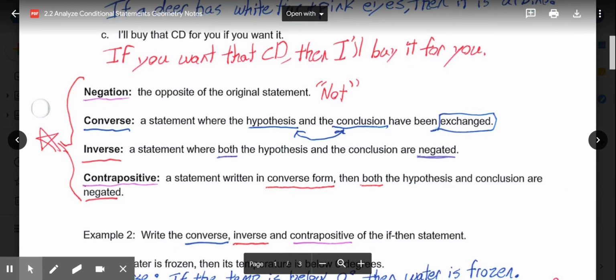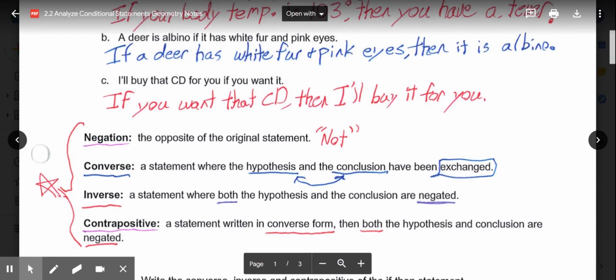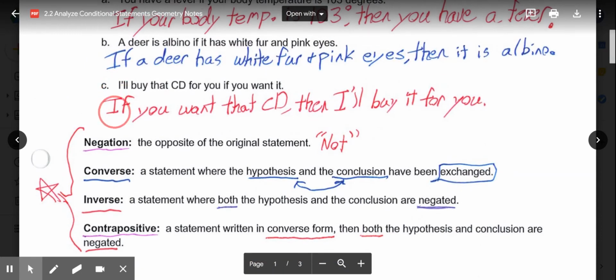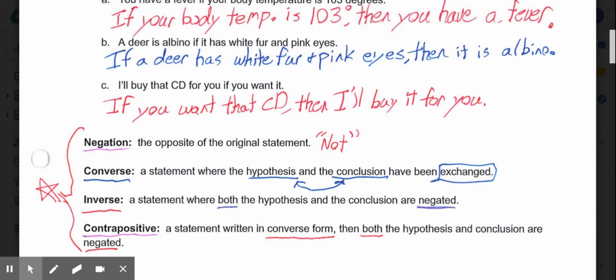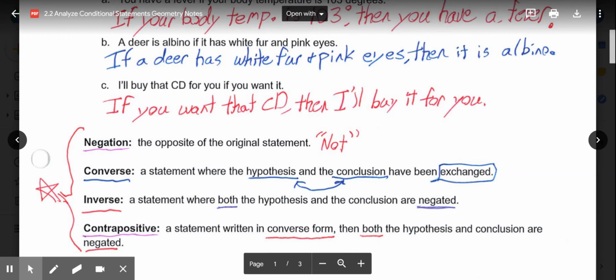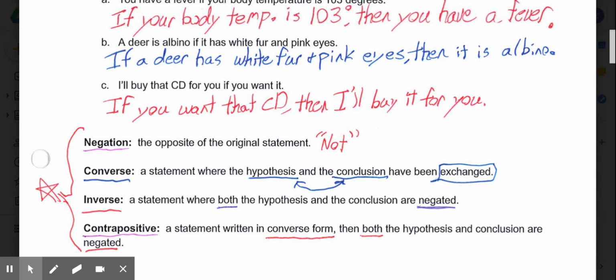And then the last phrasing is a contrapositive. A contrapositive is written in converse form, and then both the hypothesis and conclusion are negated. So if I look at C again, this is my original statement. My contrapositive would be flipping the hypothesis and conclusion first, and then negating both. That would be: if I do not buy that CD for you, then you will not want that CD.